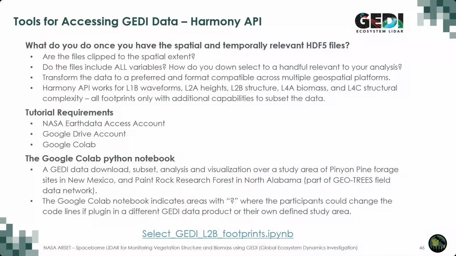And just to know that Harmony API works with all of the waveform data. So that's level 1B, 2A, 2B, level 4A, and 4C. And so what you'll need is the NASA Earthdata Access account, the Google Drive account as well. Oh, and you'll need your credentials for the Earthdata Access ready to plug into the script, and access to Google Colab. So this Python notebook will demonstrate how to download the data, select certain variables to subset that you'll want to analyze, generate some statistics and visualizations. We're going to use 2 example study areas.